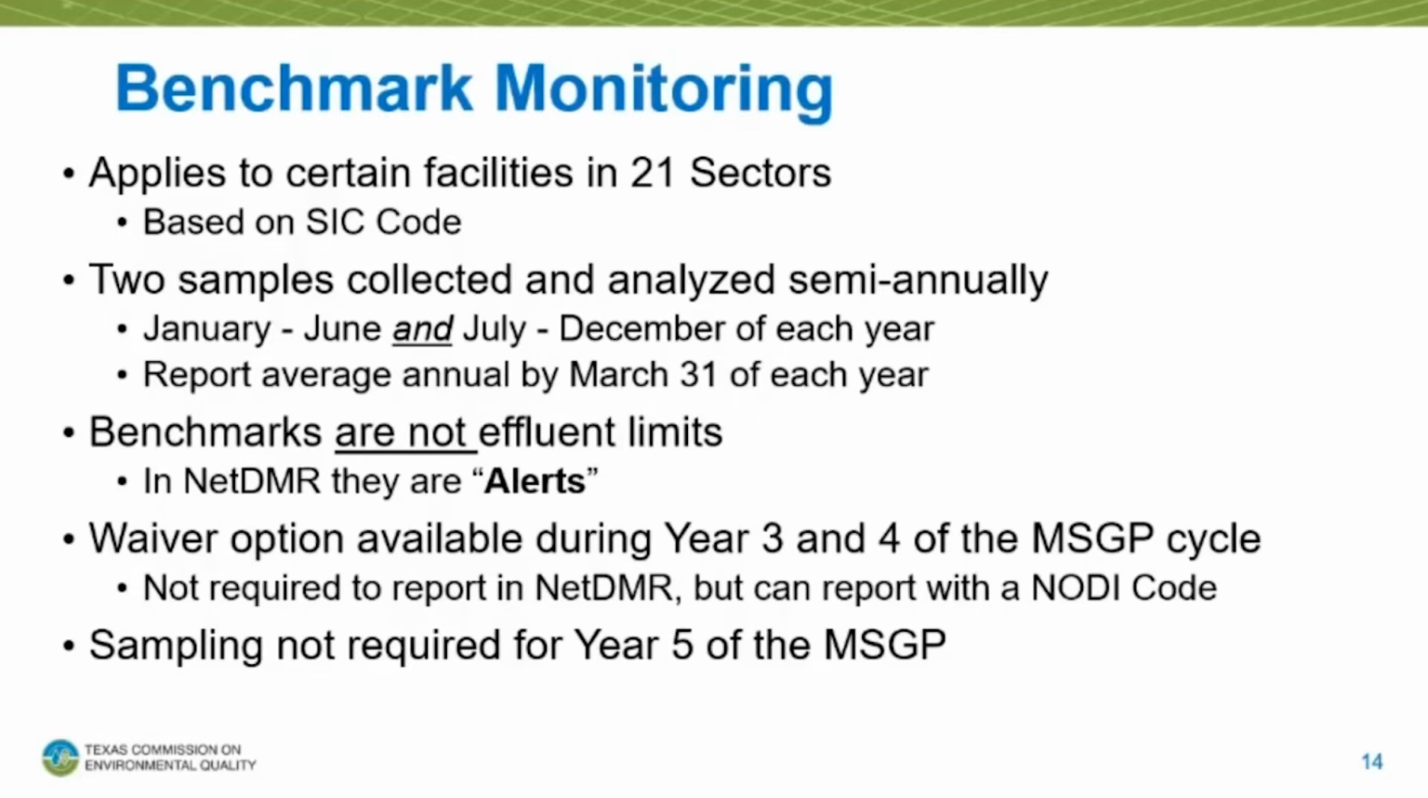So if you perform your monitoring for the first 2 monitoring periods of the general permit cycle and you never exceed those benchmark values, you have an opportunity to waive out of your monitoring requirements for year 3 and 4 of the permit cycle. And if that's the case, you wouldn't be required then to be reporting your benchmark values in Net DMR, but you could, again, use that no data indicator code to specify that you weren't required to conduct that sampling because you're implementing that waiver.